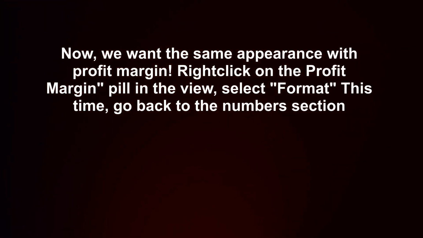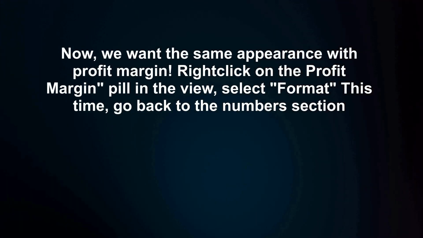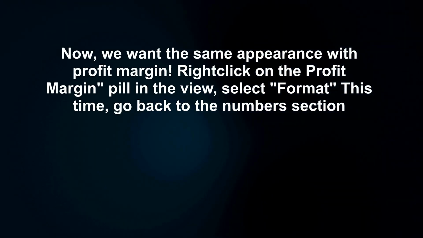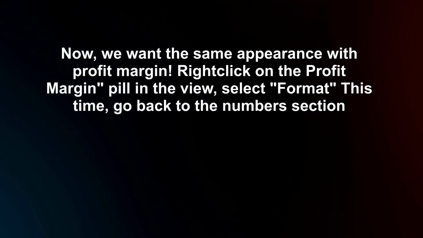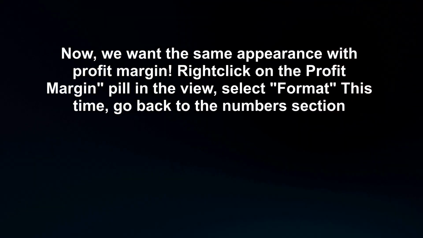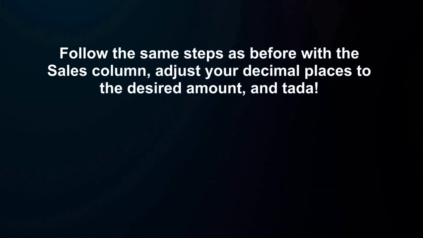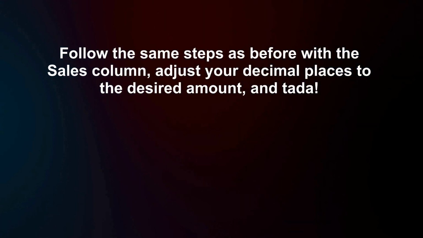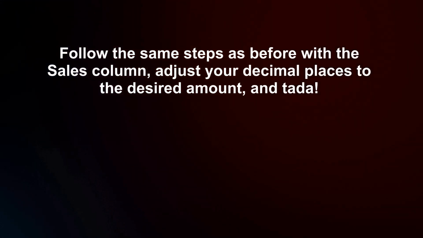Now, we want the same appearance with profit margin. Right-click on the profit margin pill in the view, select Format this time, go back to the Numbers section. Follow the same steps as before with the sales column. Adjust your decimal places to the desired amount, and ta-da!